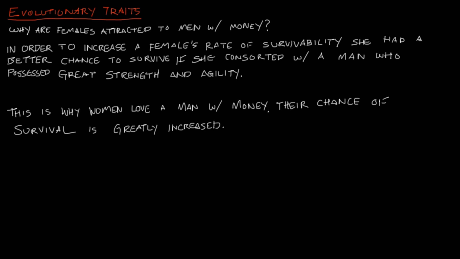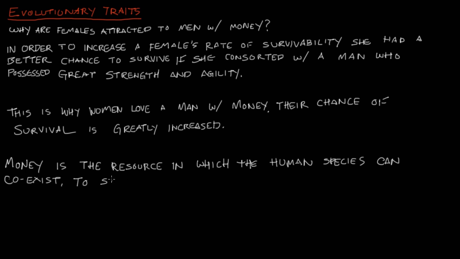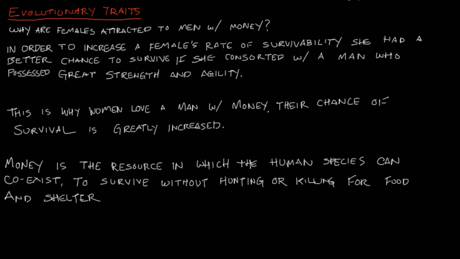This could also explain why women today are attracted to men with large muscle mass and six-pack abs. In our society today, we are no longer dependent on our ability to hunt for food or strength to survive, but our ability to make money. Money is the resource in which the human species can coexist to increase our chance of survival without hunting and killing for food and shelter. And it's these same behaviors of the Homo sapien which can be traced back to about 200,000 years ago.